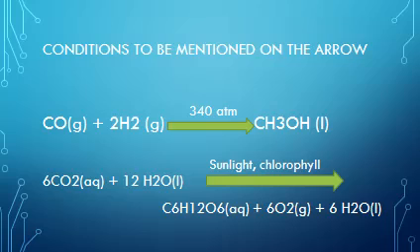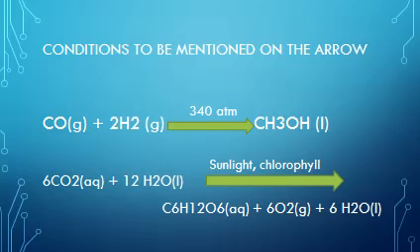Now, most of the time the conditions are to be mentioned on the arrow. Conditions means sometimes the reaction takes place at a particular pressure or temperature, or in the presence of sunlight or in the presence of some chemical. Then all these things should be mentioned on the arrow. So first example, CO plus H2 at 340 atmosphere. So here we are mentioning the pressure over the arrow, which gives you CH3OH.